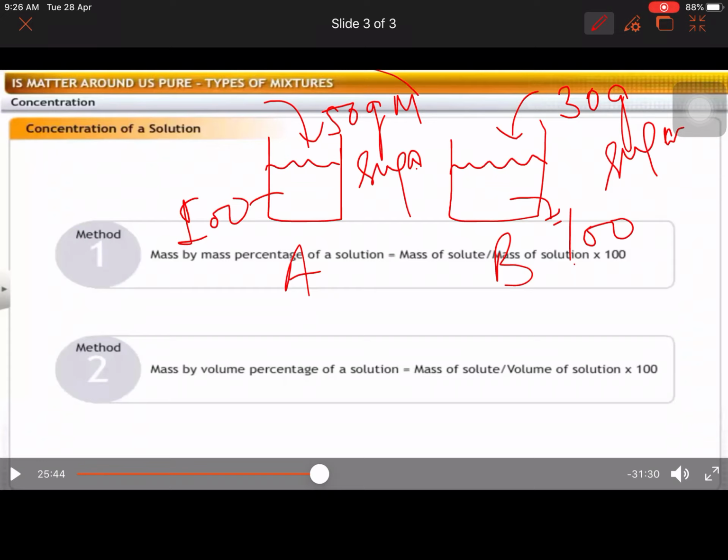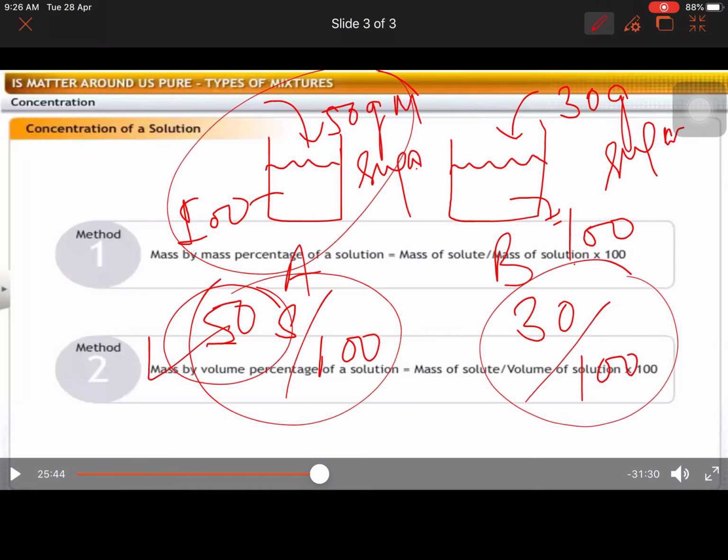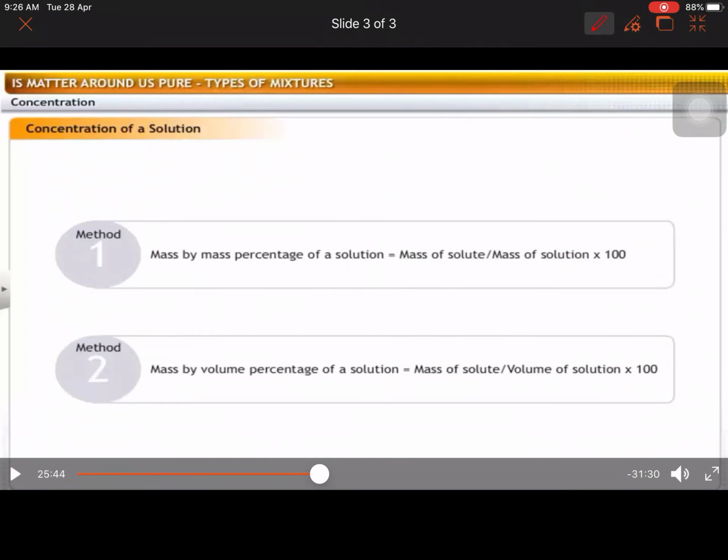Of course, this one, 50 gram solute in 100 ml of water. This is more concentrated because solute is more here. 30 gram of sugar in 100 ml of water is less concentrated. The more the solute, the more concentrated the solution, right? So that means concentration depends on the amount of solute added in a particular amount of solvent.